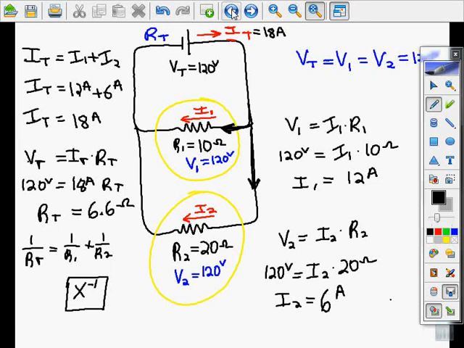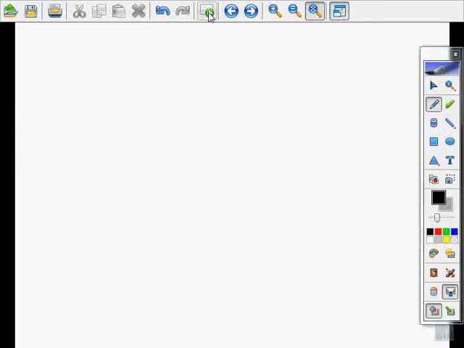So, in summary, parallel circuit. What's one thing we learned today about parallel circuits? Say it loud, say it proud. Voltages are the same.